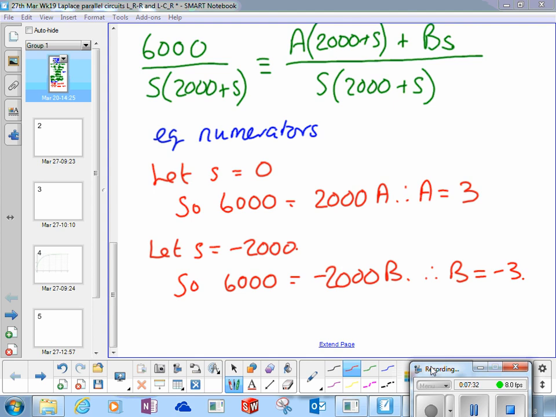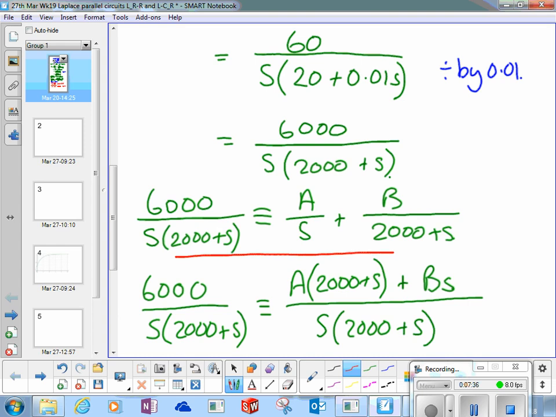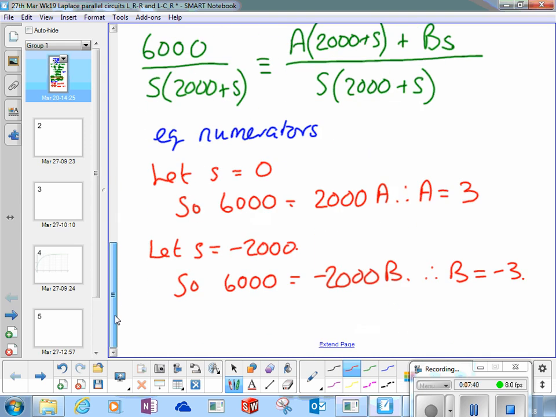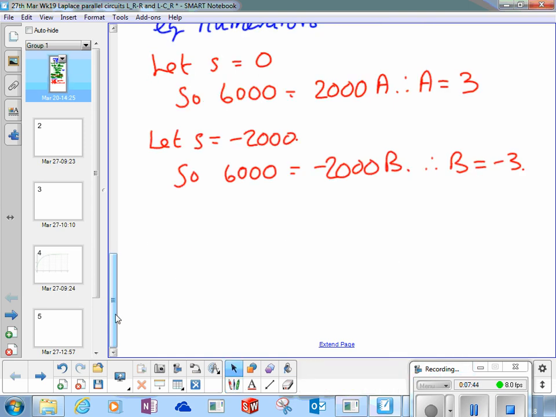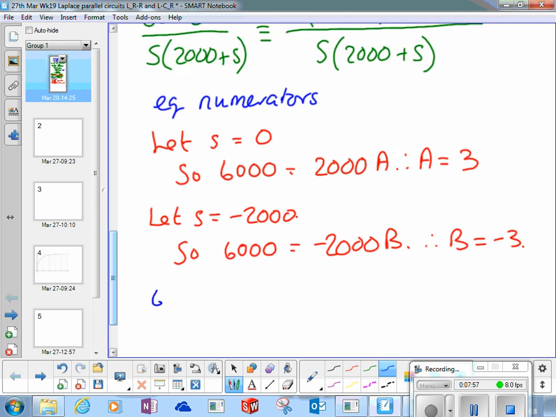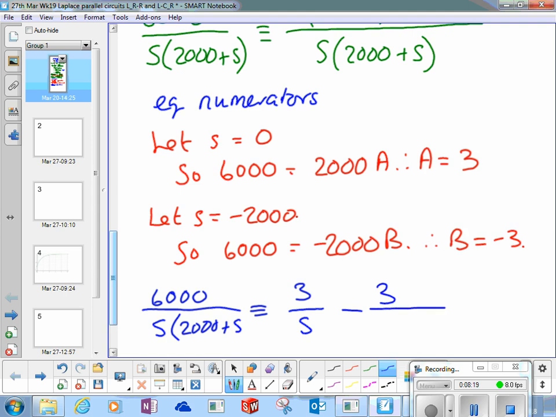So now we can put this back into this version of the expression: 6000 over S times 2000 plus S equals 3 over S minus 3 over 2000 plus S. Are you all happy with that or not?